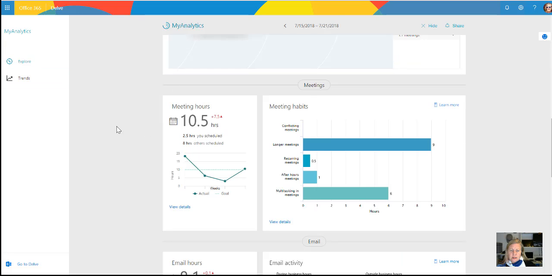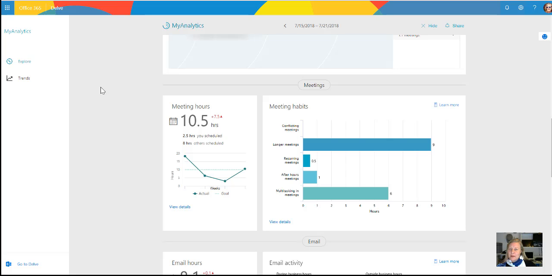This next section looks at meetings. So this says 2.5 hours you scheduled, 8 hours other scheduled. So that confirms it. It's not just when I schedule the day out. So that's obviously when people are invited on them. And then also whether it was long meetings or recurring meetings, after hour meetings, and multitasking in meetings. That's upsetting. Oh, that's upsetting. So 6 hours I was multitasking in meetings.